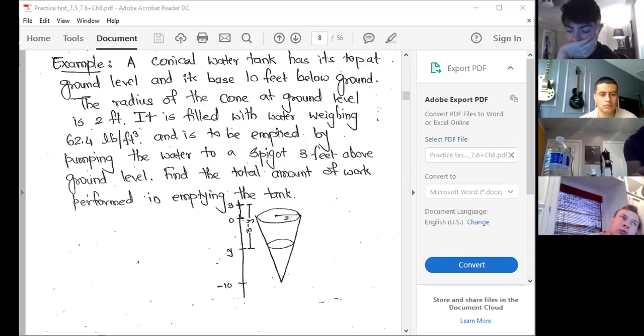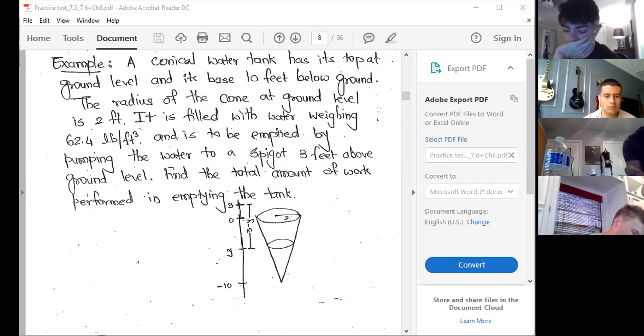The radius of the cone at ground level is 2 feet. At ground level, it is something like this. On the ground, you can only see the top circular part of the tank, and the whole cone is inside the ground. The height of the cone is 10 feet, so that's why we are using negative 10.